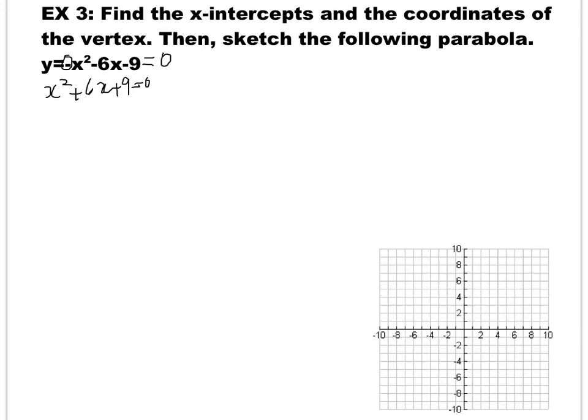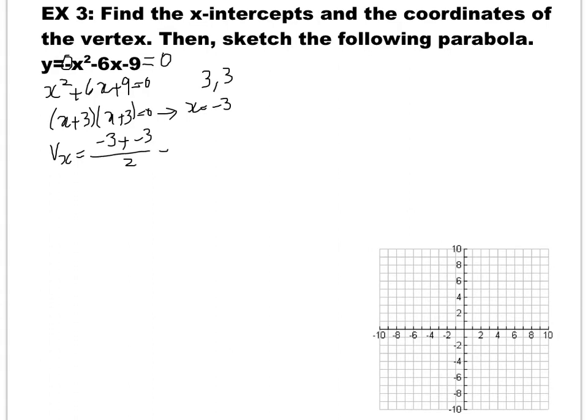The leading coefficient is 1, so we use the sum and product method. Two numbers whose product is 9 and sum is 6, so those two numbers are 3 and 3. So I can write this as x plus 3 times x plus 3 is equal to 0. I get two solutions which are the same, x is equal to negative 3. Now to find the x-coordinate of the vertex, I add these two, negative 3 plus negative 3 divided by 2. I'm going to get negative 6 divided by 2, which is negative 3.